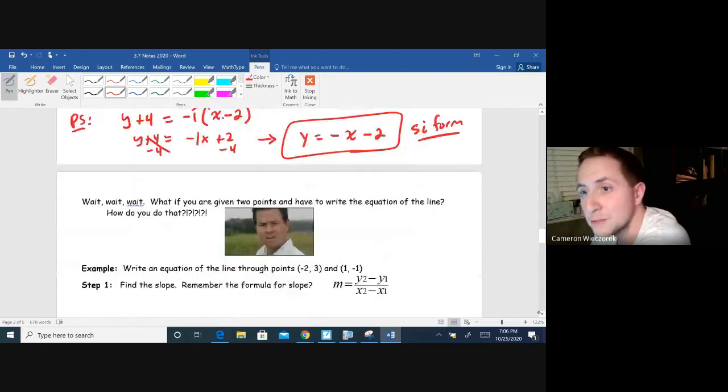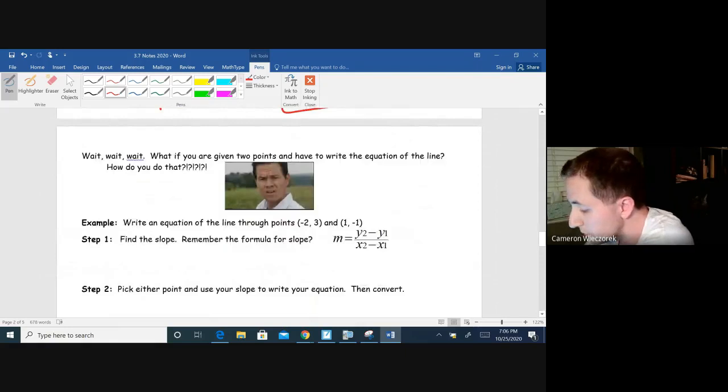Sometimes they might not even tell you the slope though. What if they just give you 2 points and you have to write the equation of the line? Okay. So they're not even telling you what m is. This is Mark Wahlberg. He looks very confused, doesn't he? Let's help him so that he is not so confused.